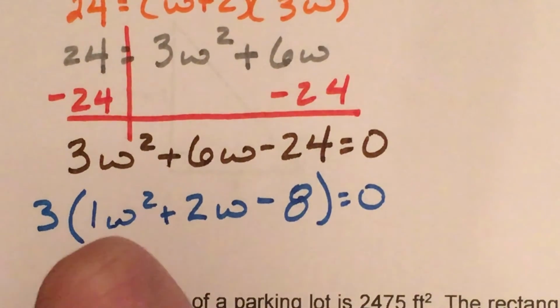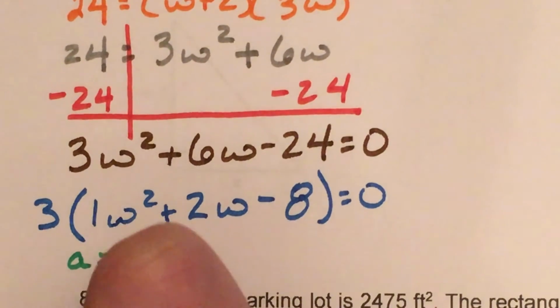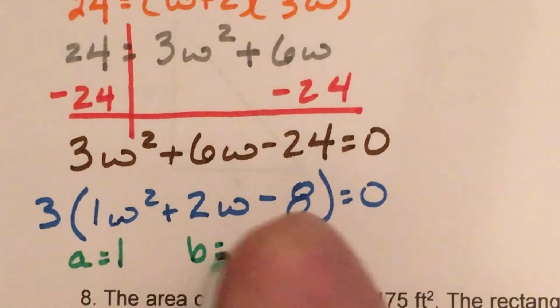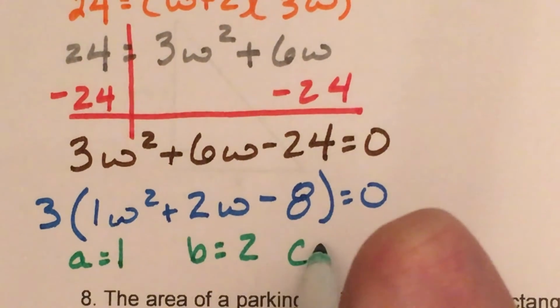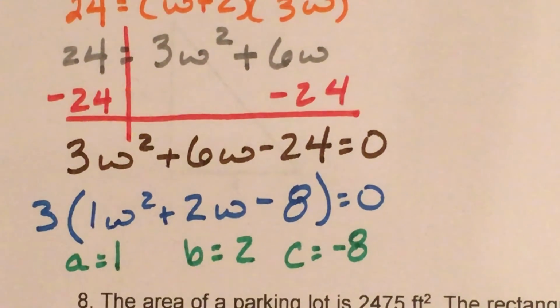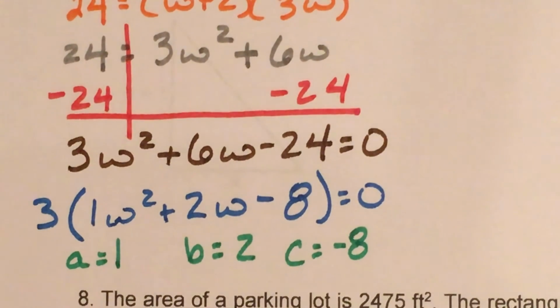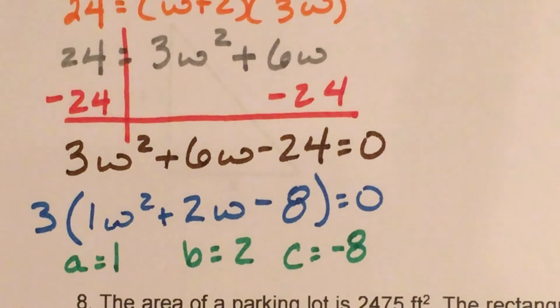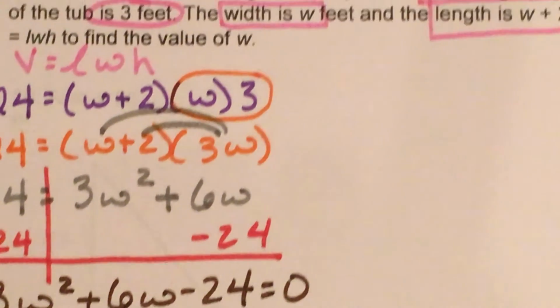What's your A? 1. B, 2. C, -8. Excellent. Let's go build our box with the X in it.